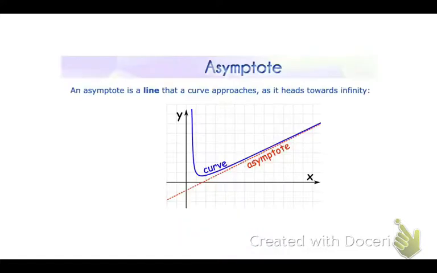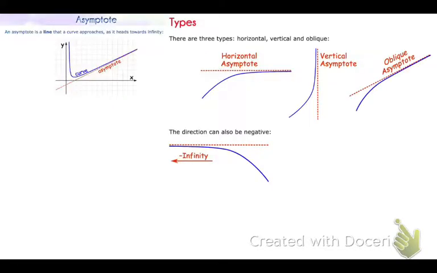Okay, let's get into some math. So an asymptote is a line that a curve approaches as it heads towards infinity or negative infinity, either way. And there's 3 different types of asymptotes. We have horizontal asymptotes, we have vertical asymptotes, and we have oblique asymptotes. And then this can go towards positive or negative infinity.